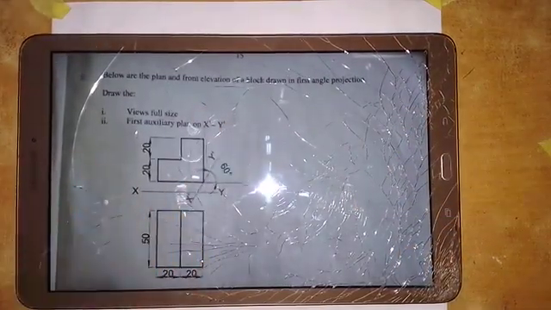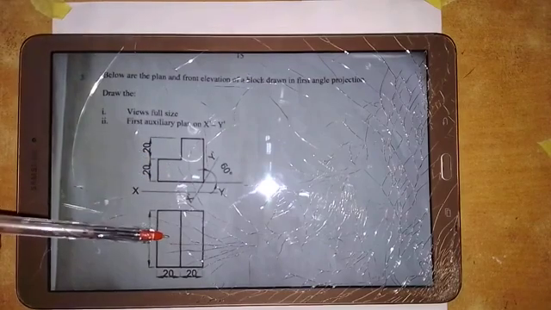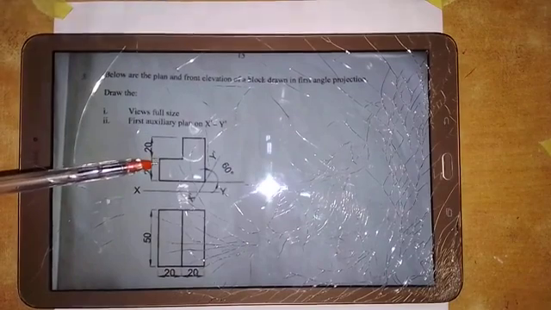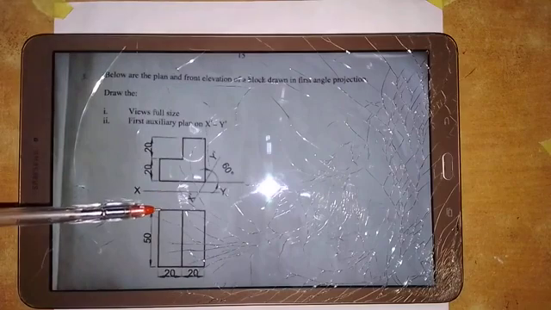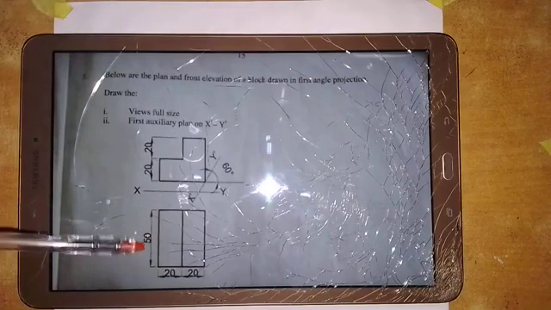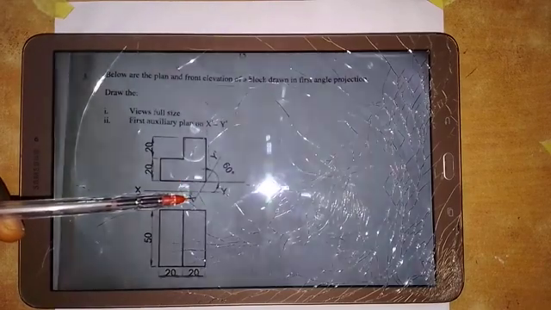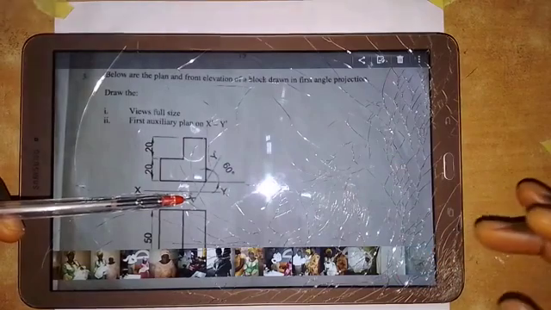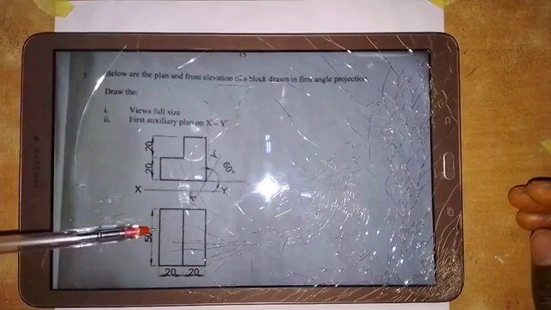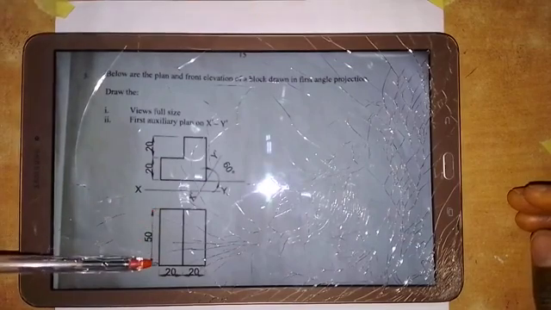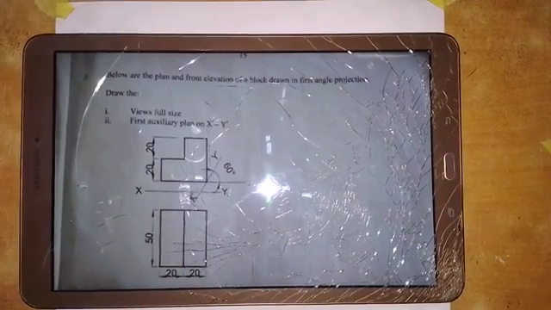As we are told that these views are given in first angle projection, it means that this is the front elevation and this is the plan. For the dimensions on the front elevation, the distance from here to here is 20, and from here to here is 20. In the front elevation also, this line X1, or plane X prime Y prime, is at an angle of 60 degrees to the horizontal. Coming to the plan, the distance from here to here is 50, from here to here is 20, and from here to here is 20. Those are the dimensions that we have on the views.